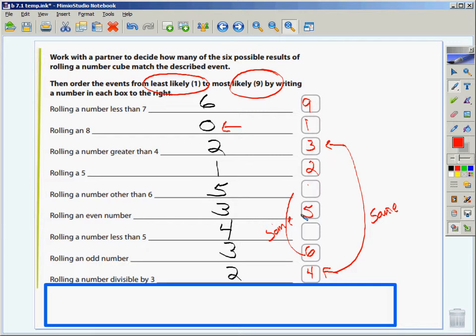What's next? The one with 4? This would be 7, and then this one would be 8.